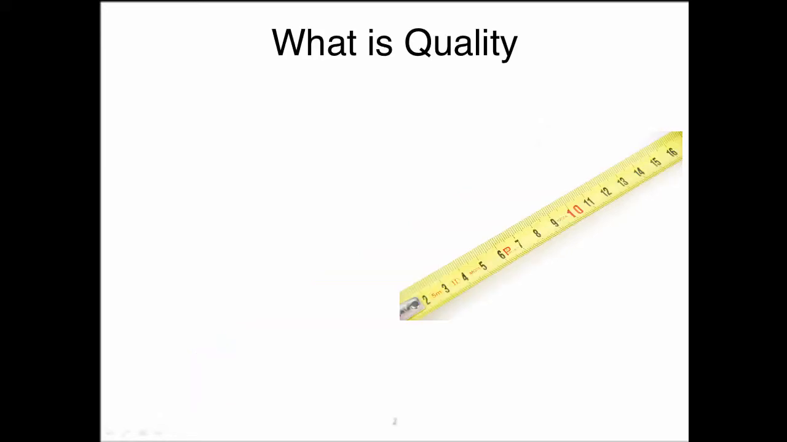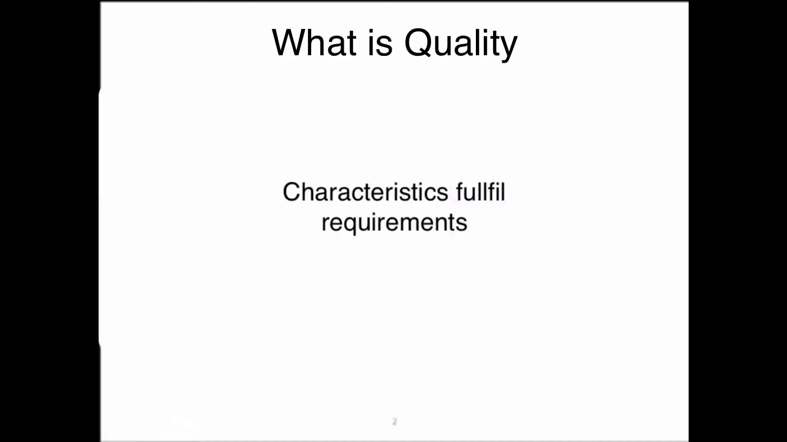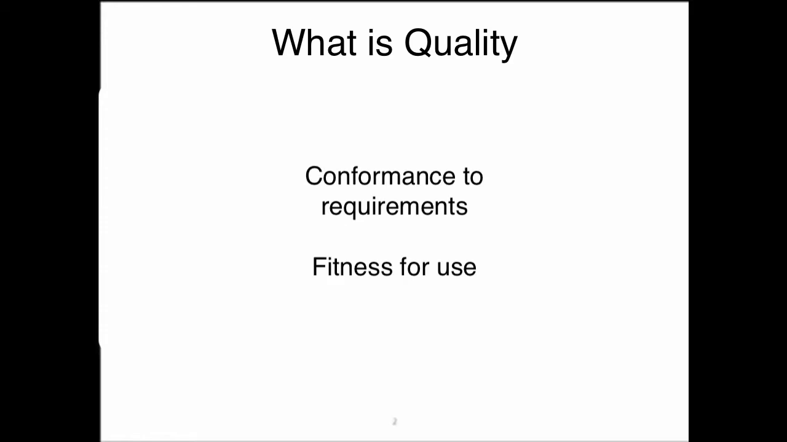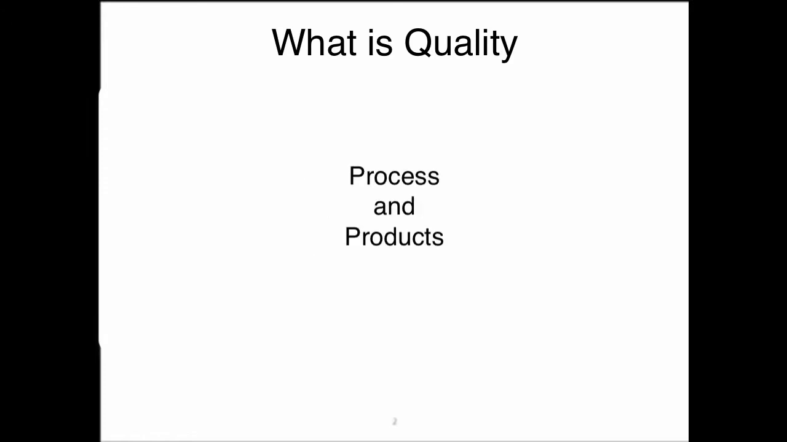So what is quality? The International Organization for Standardization, ISO, defines quality as the degree to which a set of inherent characteristics fulfill requirements. Other experts define quality based on conformance to requirements and fitness for use. Conformance to requirements means that the project's processes and products meet written specifications. Fitness for use means that a product can be used as it was intended. The customer ultimately decides that the quality level is acceptable.